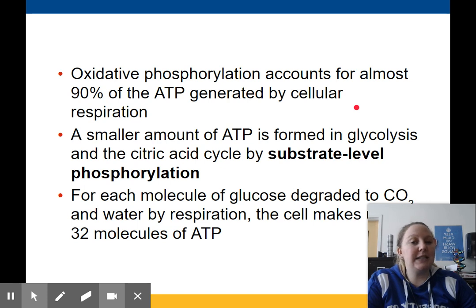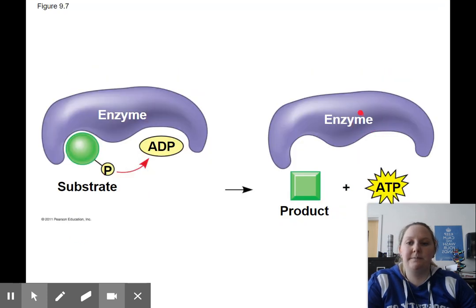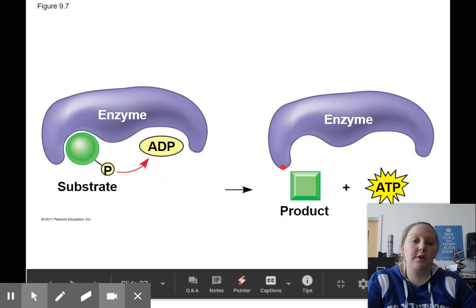A smaller amount of ATP is formed, and that is called substrate level phosphorylation, during glycolysis and the citric acid cycle. For each molecule of glucose that is broken down through cellular respiration, the cell can make approximately 32 molecules of ATP. And it happens, we have our substrate comes in that has a phosphate group attached. The enzyme just helps that ADP become ATP, and our product here is water.